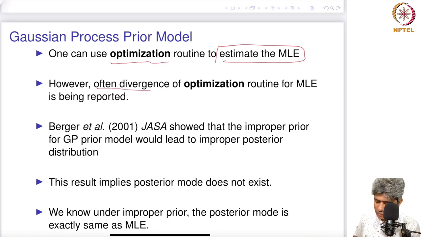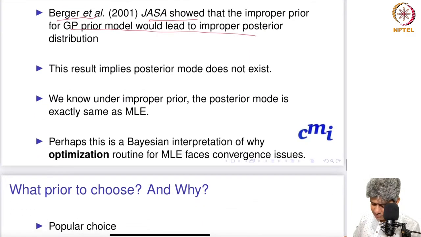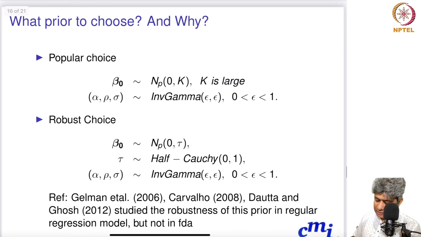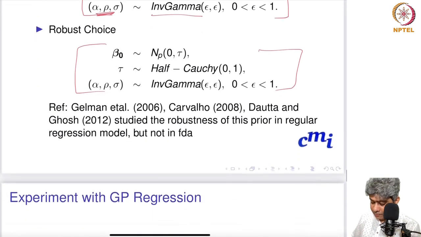However, divergence of the optimization routine for ML is often reported, because Barger et al. in CHASA showed that for the GP prior model, if you don't put some prior or penalty on the parameter space, then it will have this problem. So that can be avoided. So there are some priors, like inverse gamma on sigma, alpha, rho and sigma. Some robust choices of prior are also given. You will understand when we do it in hands-on.